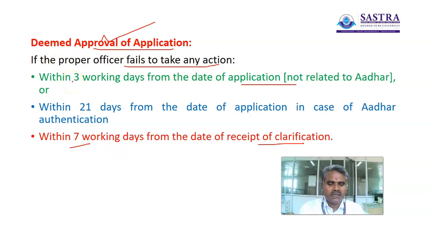This is called deemed. Deemed means likely to be. Your business is registered, but not actually registered, likely to be registered, because you have completed your part of registration. They failed to fulfill their responsibility. So this is not your mistake, my dear students. But here also the dates are very important: within 3 working days, 21 days, 7 working days. These are very important.